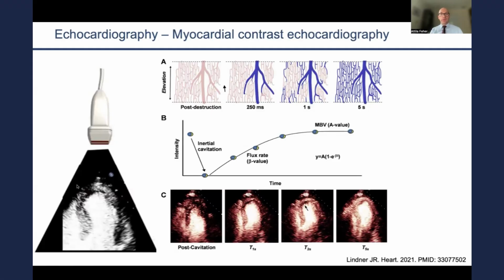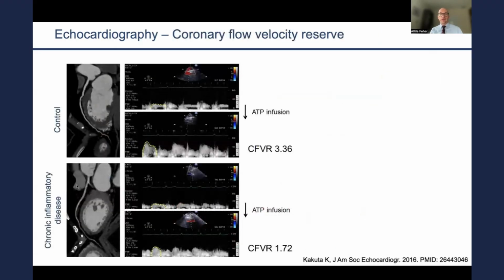Echocardiography can be used to evaluate myocardial blood flow with something called myocardial contrast echocardiography. This is done by the injection of microbubbles and destroying these microbubbles. However, this is not routinely used. It's available in some centers, but has not made it to routine clinical practice.